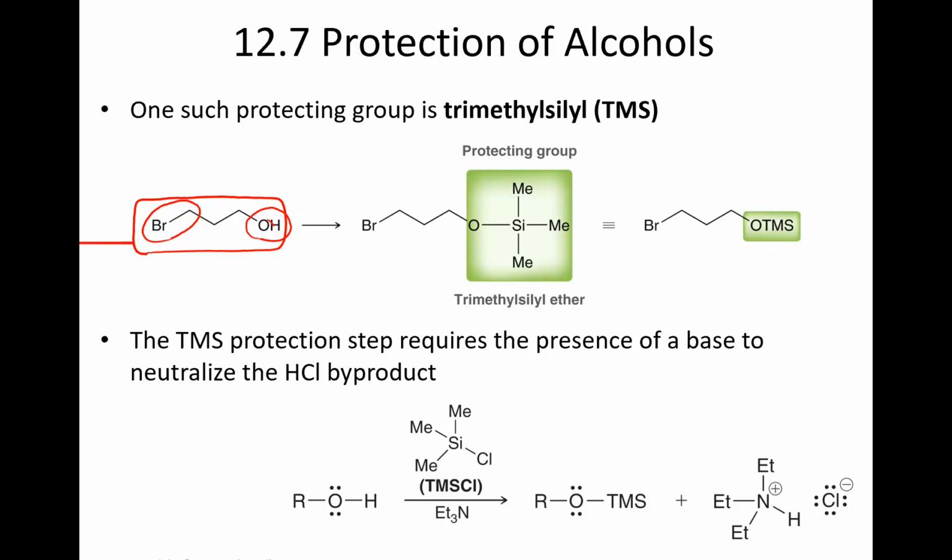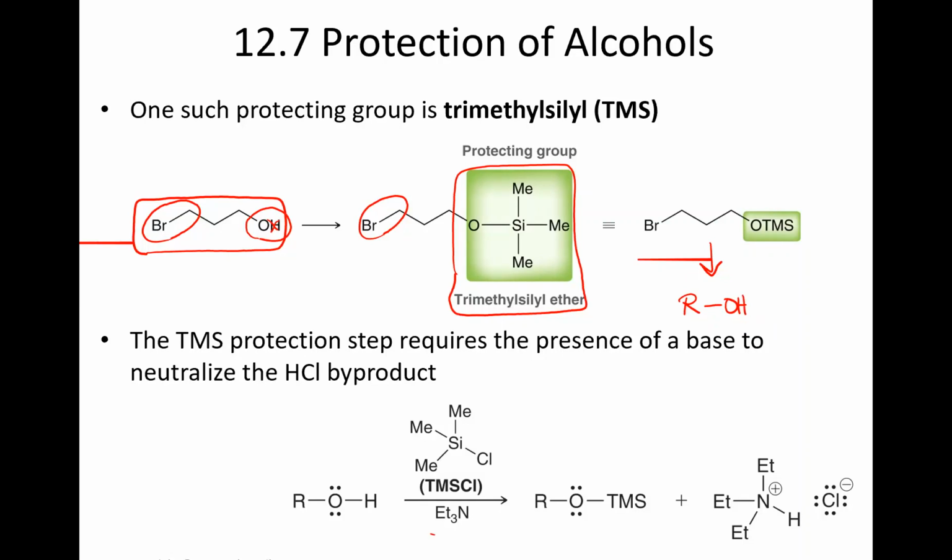And so what that involves is temporarily removing the proton on the alcohol and replacing it with another group. In this case, we're going to convert the alcohol to a trimethylsilyl ether, and then we can perform the reaction on the alkyl halide that we want to do, and then later on we can remove the TMS group and convert it back to an alcohol. So just kind of go ROH.